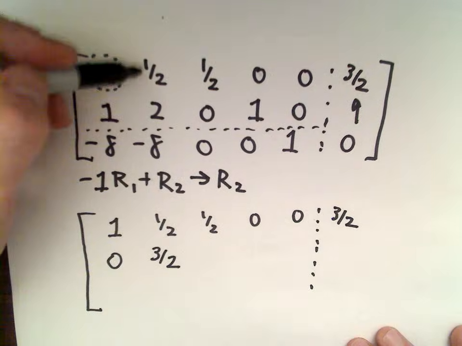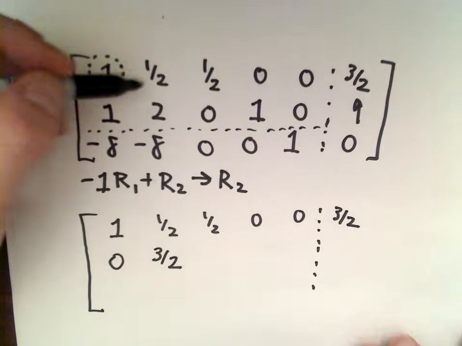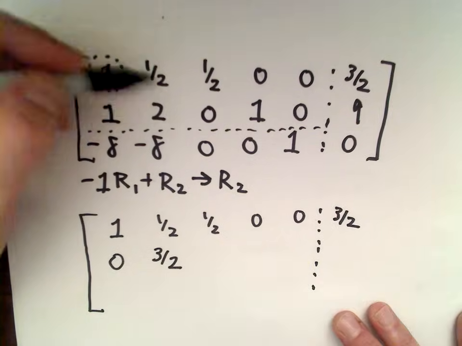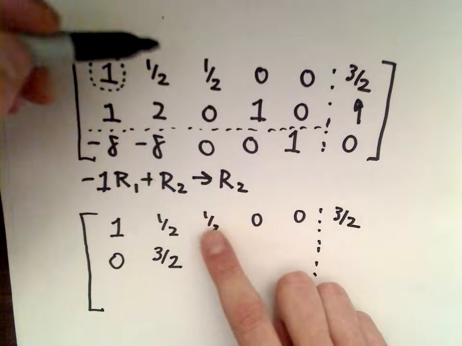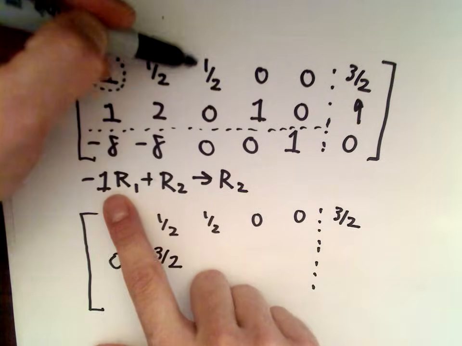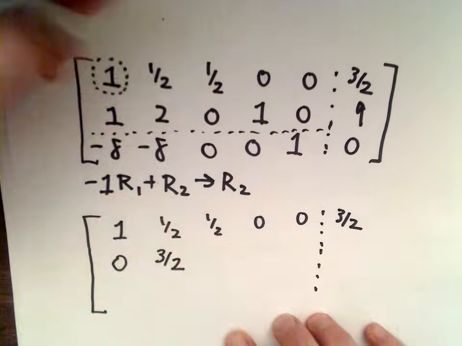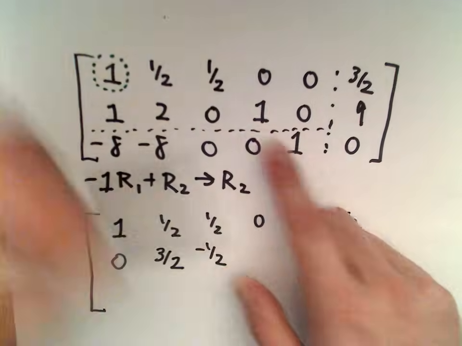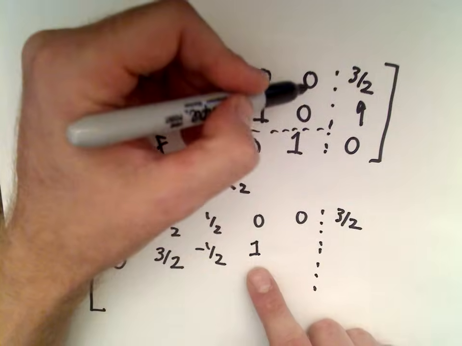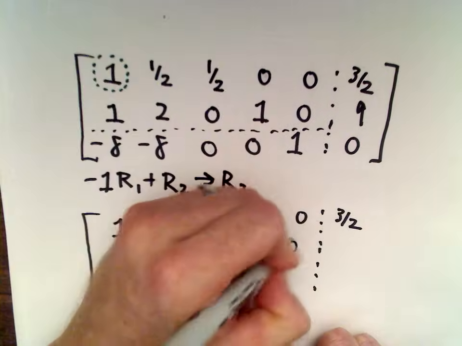So if you don't feel comfortable doing this in your head, certainly write these steps off to the side because, again, the arithmetic is tedious, especially when you're dealing with fractions. So -1 times 1/2 will be -1/2 plus 0 will be, well, -1/2. -1 times 0 plus 1 is 1. -1 times 0 plus 0 is 0.